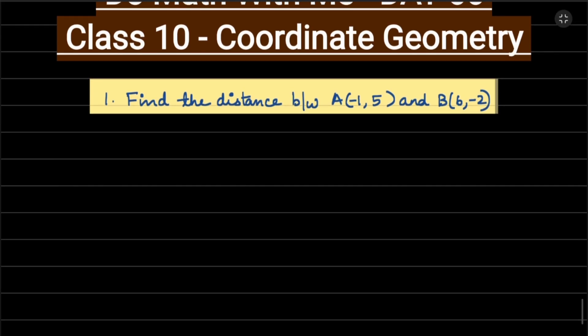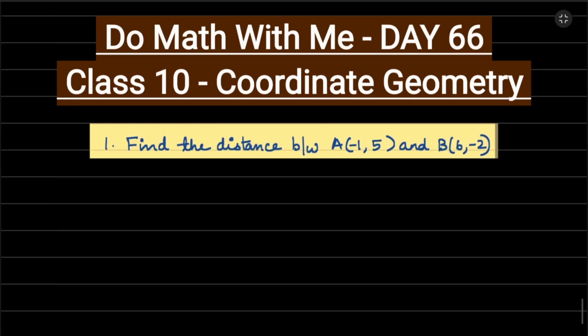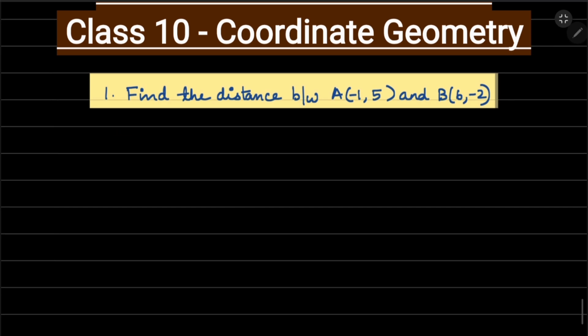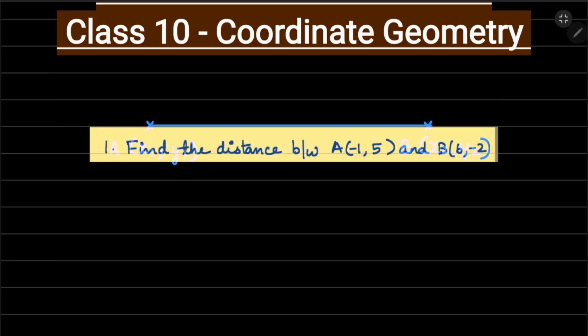So the first question is, find the distance between 2 points, namely A (-1, 5) and B (6, -2). Let me tell you the formula. Whenever you are given 2 points, say A given by (x1, y1) and another point, namely (x2, y2), and there is a line joining these 2 points.